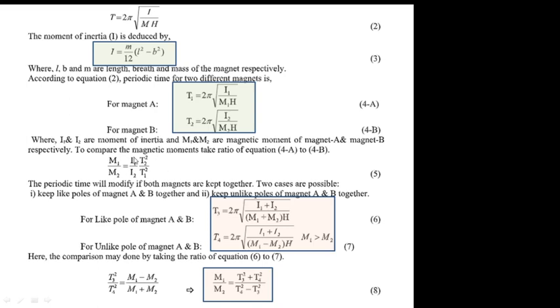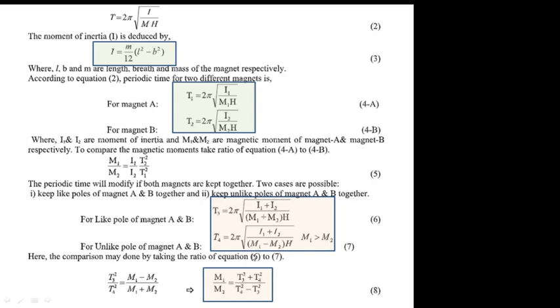So naturally the periodic time, as I told you, is the time taken by the number of oscillations divided by the number of oscillations. So you can have the T, and you have I from equation number 3, and therefore it is easy to find out. So in a nutshell, I can eliminate the effect of H by taking the ratio of it.